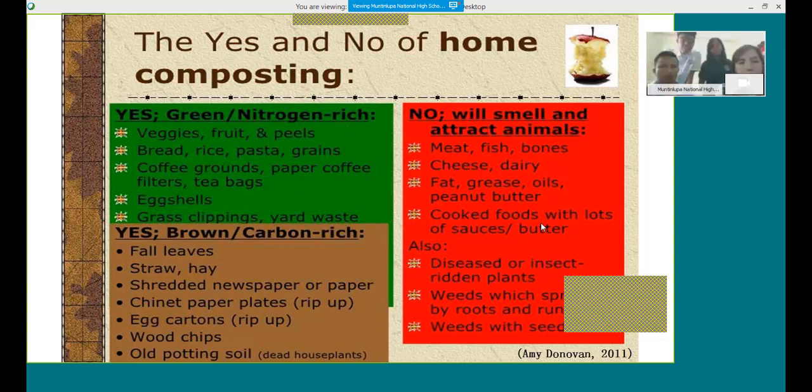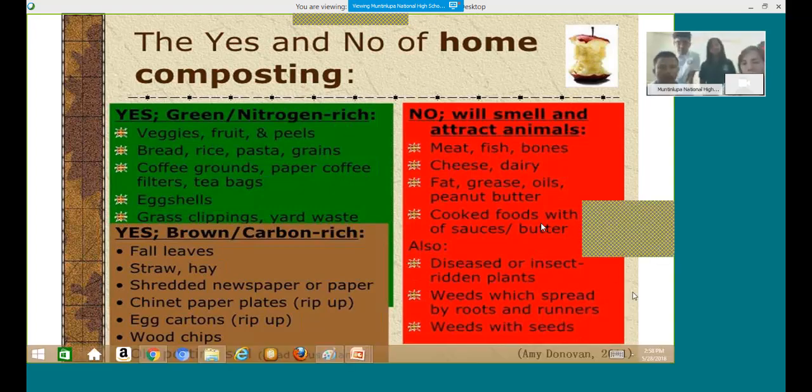That's right. So those nitrogen-rich and carbon-rich materials are very ideal for composting. And what are the no-nos in composting? The ones that will smell and attract animals. Examples: meat, fish, bones, cheese and dairy products, fat, grease, oils, peanut butter, cooking oil, cooked foods with lots of sauces or butter, also diseased or insect-ridden plants, weeds which sprout from roots, and weeds with seeds.